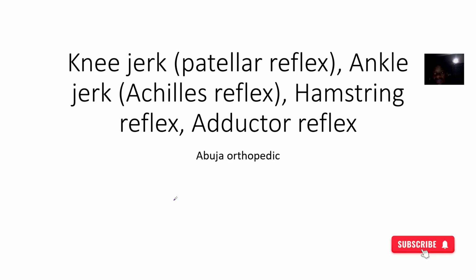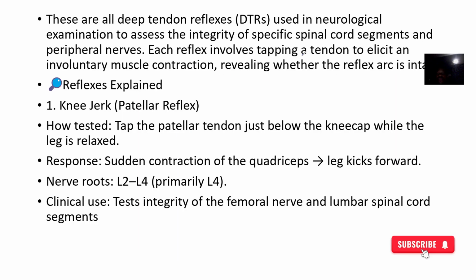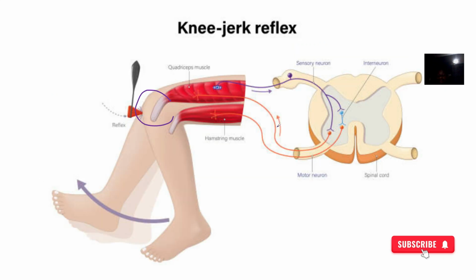So for the knee jerk reflex, also known as the patellar reflex, this is what you do. The tendon you are trying to strike is the quadriceps tendon, which is at the knee. Okay, so all of them, you should know that you are trying to assess the integrity of the spinal cord segment, mostly as related to the lower limb. So for the knee jerk, also known as the patellar reflex, you are trying to tap the patellar tendon just below the kneecap where the leg is relaxed.